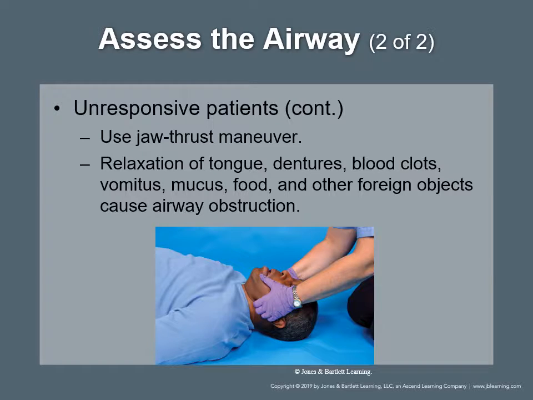Okay, this is showing you in our unresponsive patients the jaw thrust maneuver. And I'll show you how to do that in our practical portion of this lecture. But when we are unresponsive, there is the opportunity for our tongue just to relax and fall back into the back of our throats and block our airway. Also, things like vomit and blood and food and all that sort of stuff can obstruct our airway.